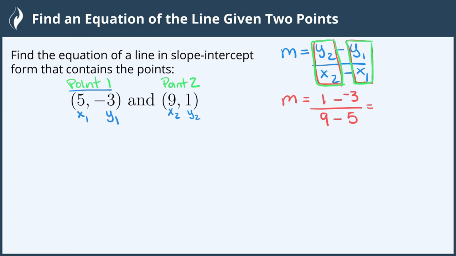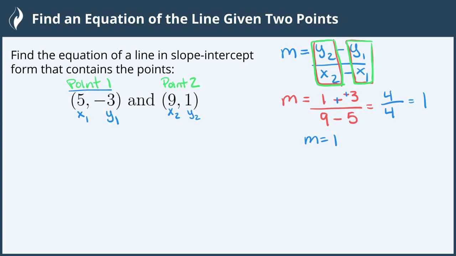Then we calculate that. Subtracting a negative is the same as adding the opposite, adding +3. So we have 1 plus 3 is 4. 9 minus 5 is 4, and 4 divided by 4 is 1. So we have a slope of +1, and now we have slope and a point.